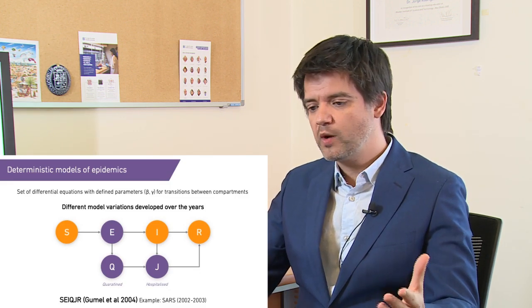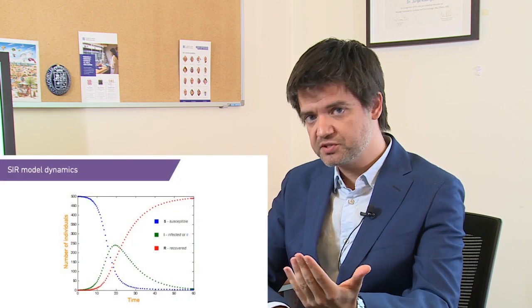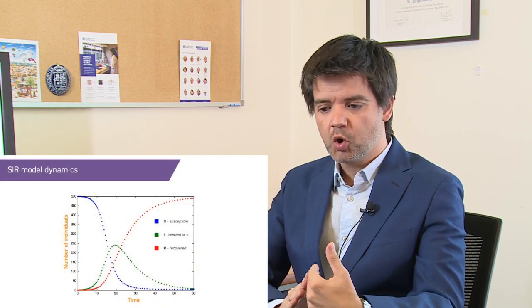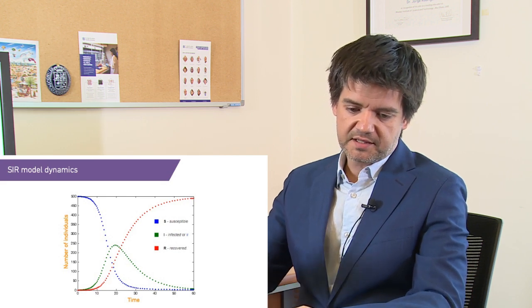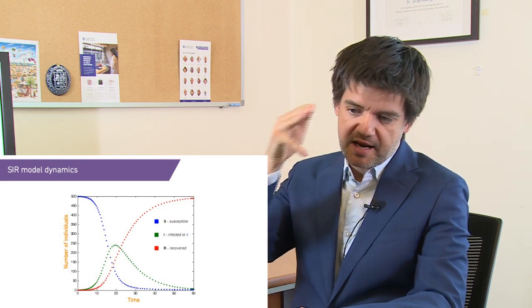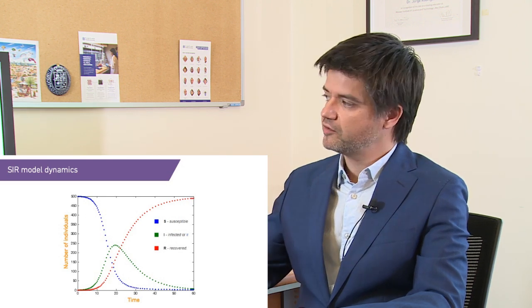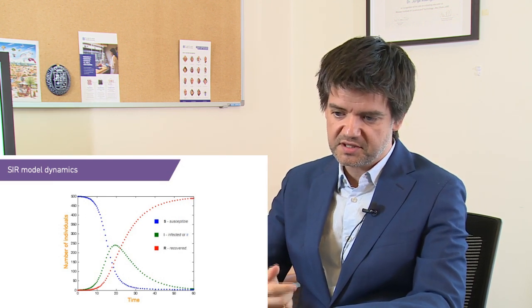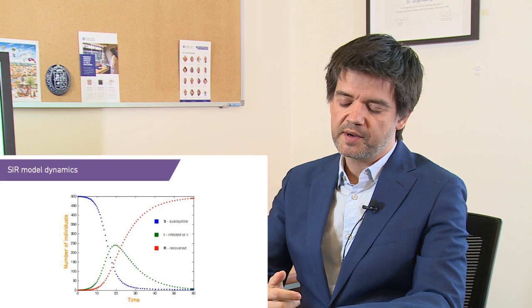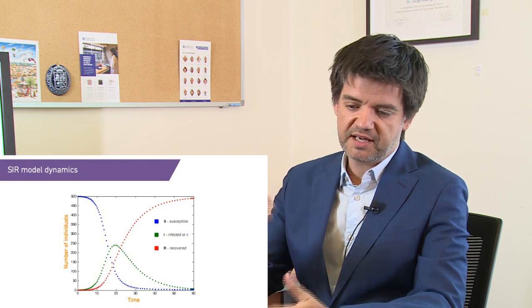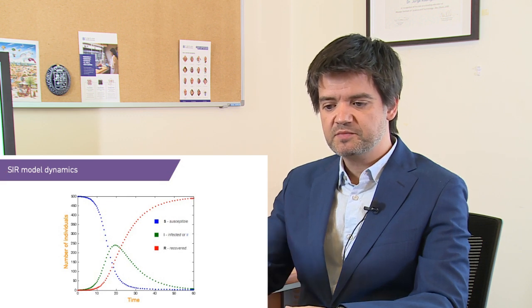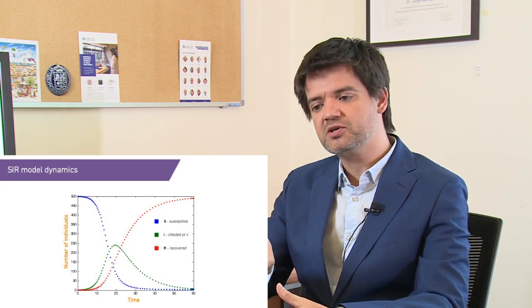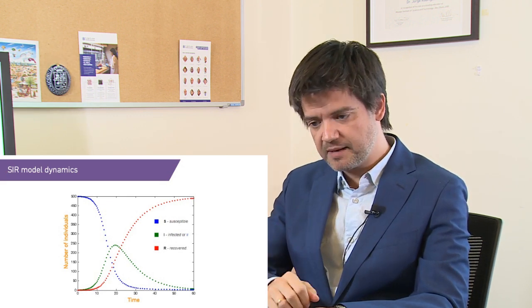And basically, what happens with these models? When we solve the equations of these models, they show me, over the course of time, what is going to happen with the numbers of individuals in each one of the compartments. As you see in the graphs here, the blue shows the susceptible, and initially everyone will be susceptible, with no infected and no recovered. Then as people get infected, the infected numbers go up, and the susceptible numbers go down.